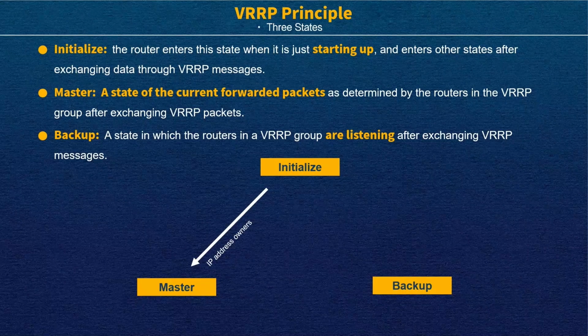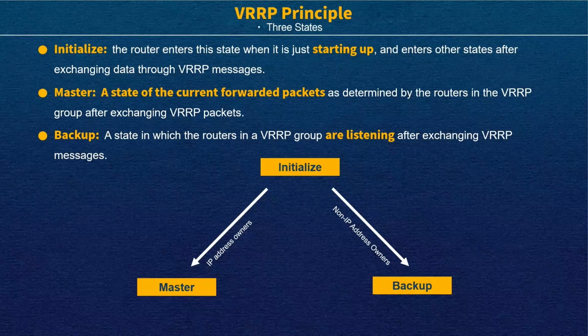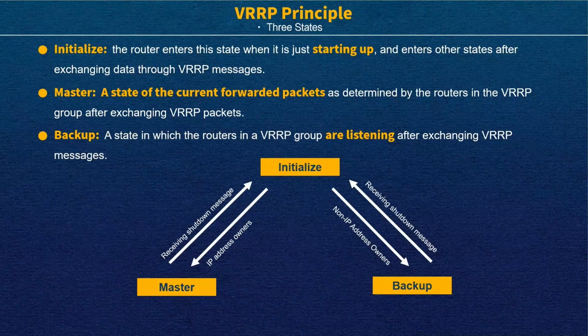At the beginning, the status is initialized. Then, if we detect in the configuration that my virtual IP address is the same as my physical address, then this device will become the master because this device is the IP address owner. Otherwise, this state will become backup. And if we receive a shutdown message, we will come back to the initialize state, right? Maybe you shut down the physical interface.